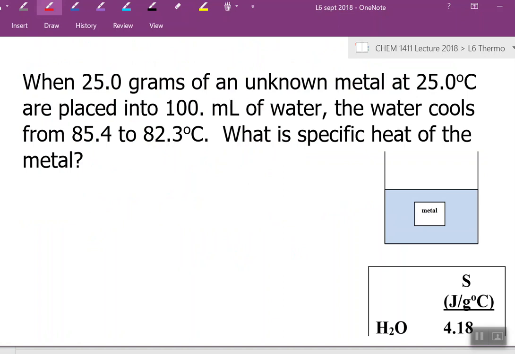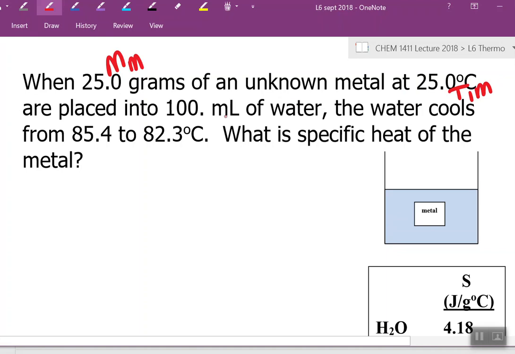So let's look at this problem. We start with, in this case, the metal is cooler. It's at 25 degrees and it's placed in water that is 85. So we have a cooling situation here. The 25 grams is for the metal. We need to keep track of which numbers go with which thing. This is what the metal starts off with, so a T1 for the metal.